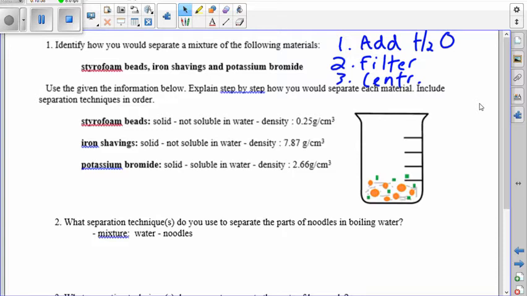One thing to not forget: don't forget to add water. That's a common one that people forget, because they're like, oh yeah, so you just pour it through the filter, and I'm like, pour what? Like the solid chunks of iron and potassium bromide? You gotta remember to pour water in there, mix it up, and then you can filter, or then you can do various other things. All right, not bad.